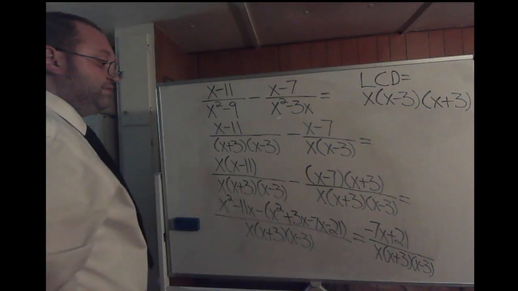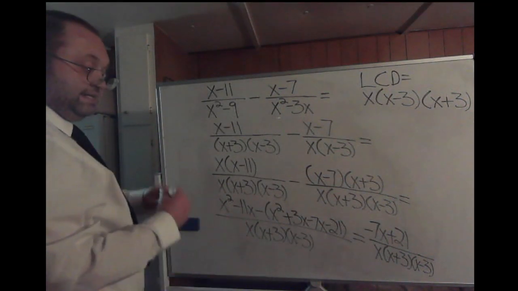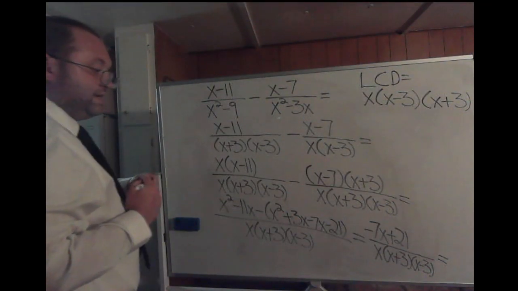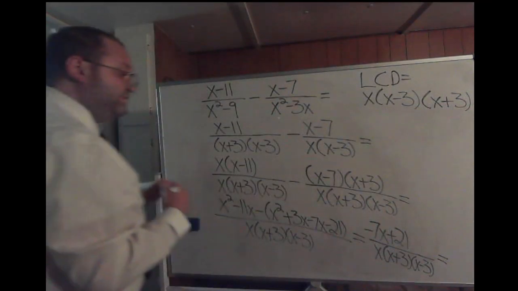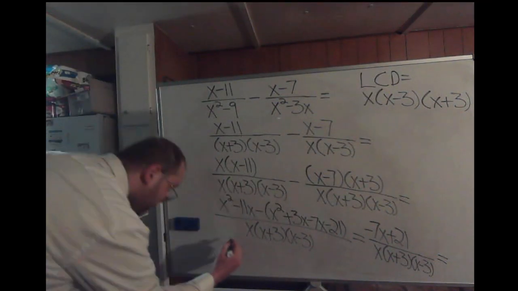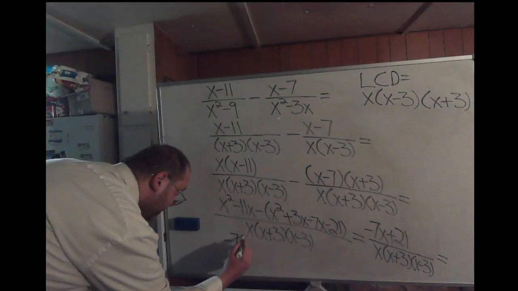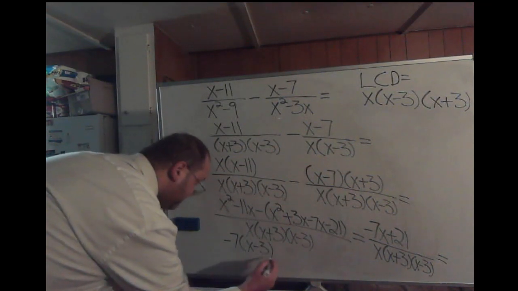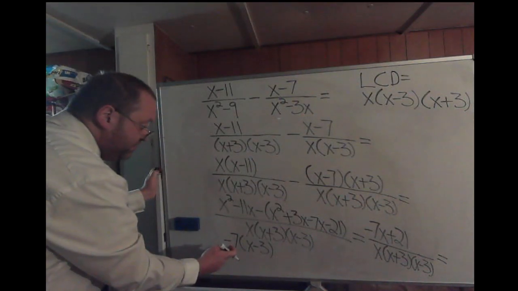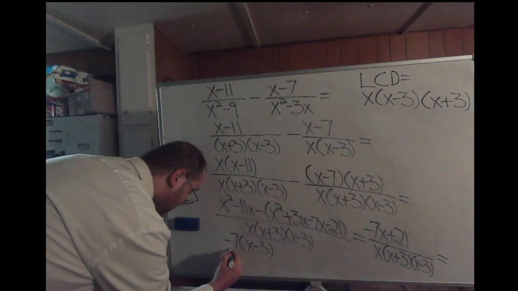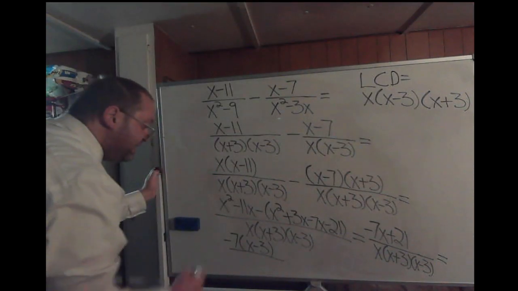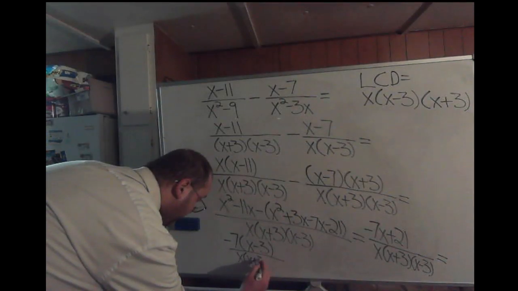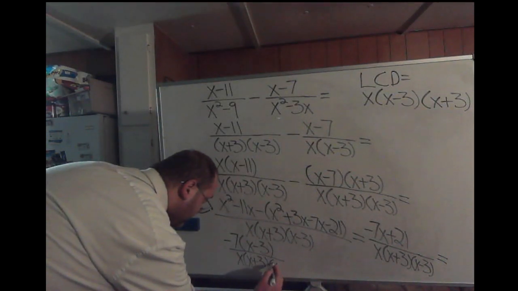Can this factor any further? Why, yes it can. I'll tell you how. That negative 7x and 21, you can factor out a negative 7. So let's go ahead and do that. If you factor that out in the numerator, you'll end up getting x minus 3. You distribute the negative 7, you get negative 7x plus 21. So you have negative 7 times x minus 3 over x times x plus 3 times x minus 3.